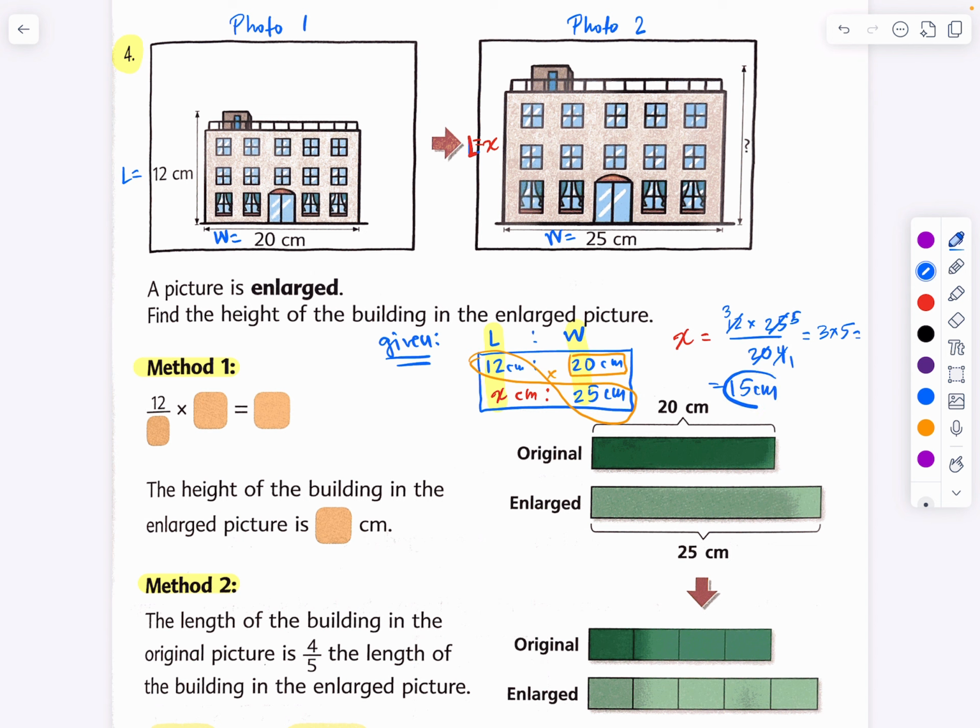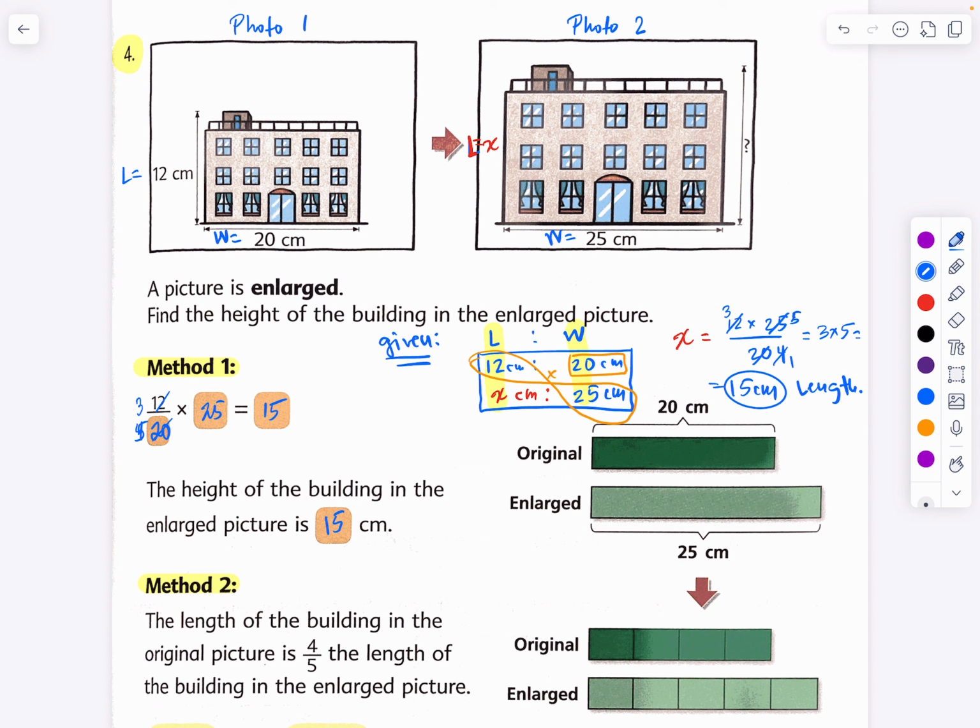That is the solution we just found for the new length: 15 centimeters. Take a look at the solution given in our books. 12 to 20 times 25. And of course 12 to 20 we can divide by 4. It is 3/5. And 3/5 times 25 is also 15. So the height of the building in the picture is 15 centimeters.